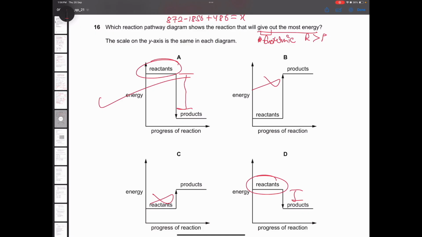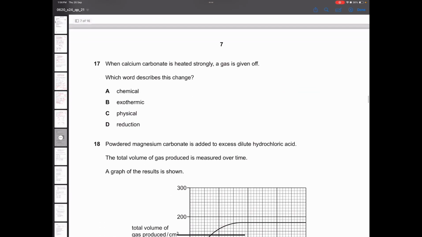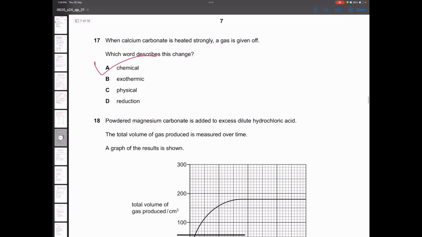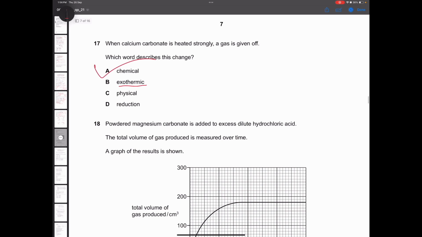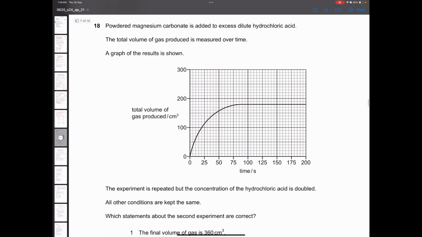Next question. When calcium carbonate is heated strongly, a gas is given off. So this is a thermal decomposition reaction, which is a chemical change. So option A will be the correct one. It won't be exothermic because it requires heat. You're heating it. So it is endothermic and a chemical change. Next question.